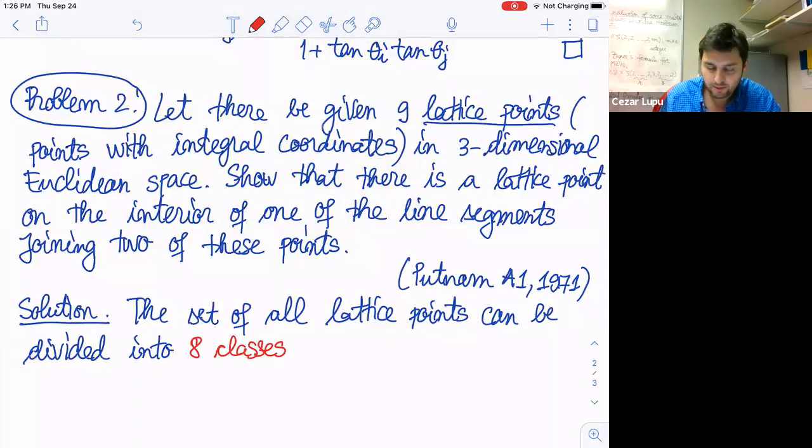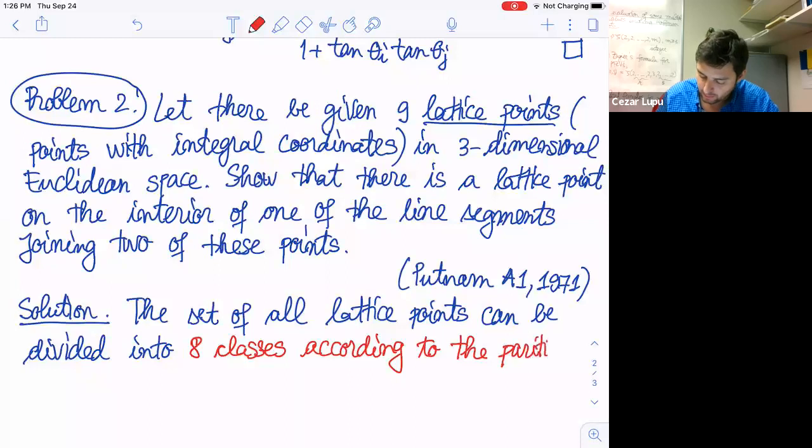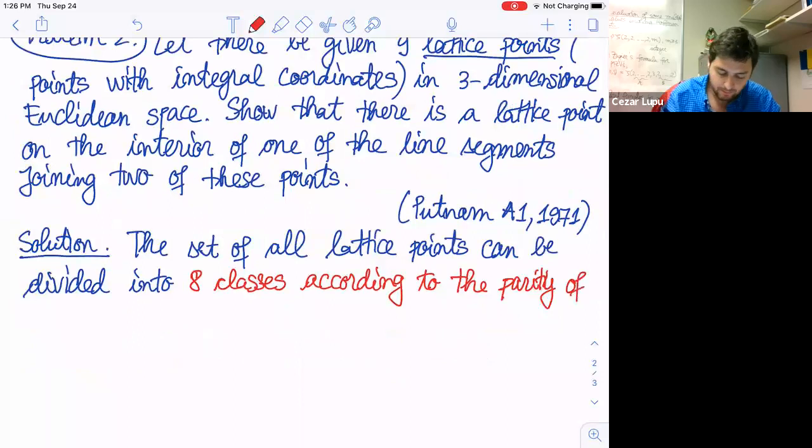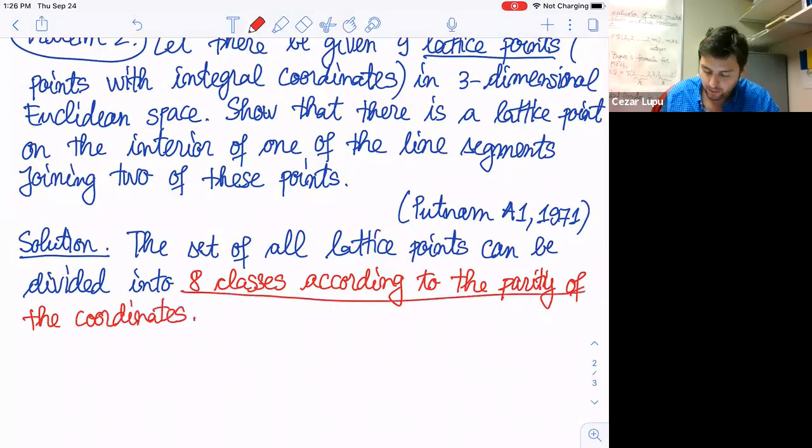And how should we divide this? I will divide this in the following way: into 8 classes according to the parity of the coordinates. Keep in mind, this is how we divide it. So what kind of points do I have?